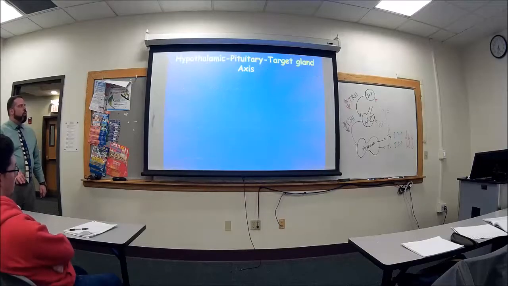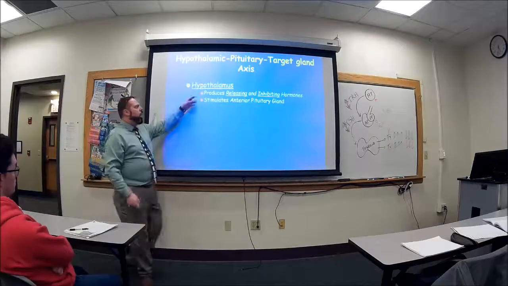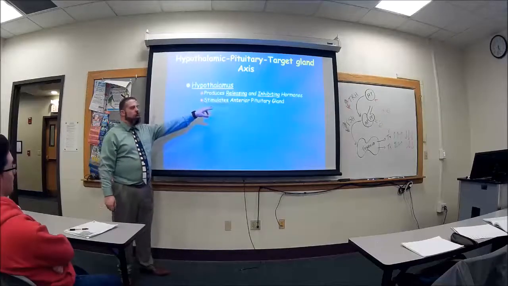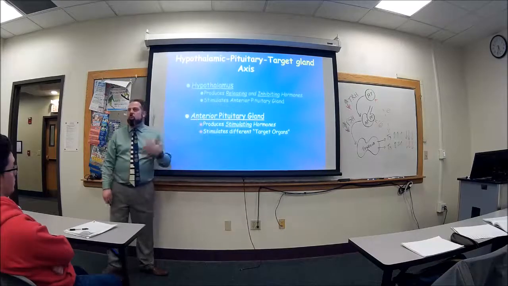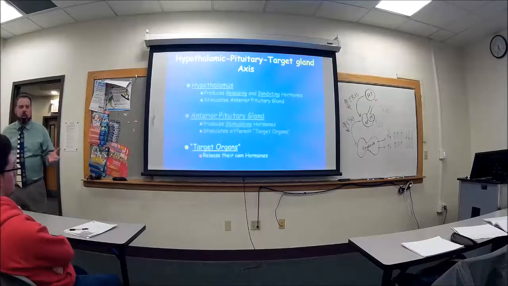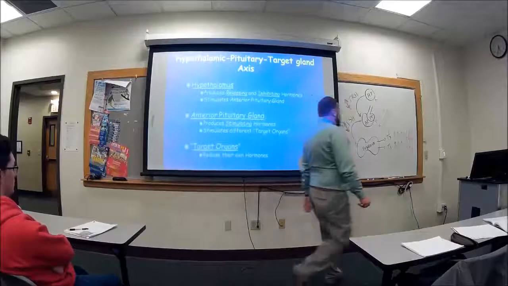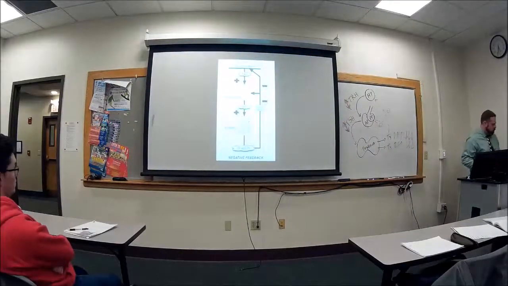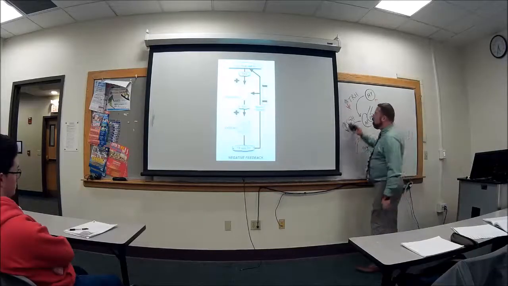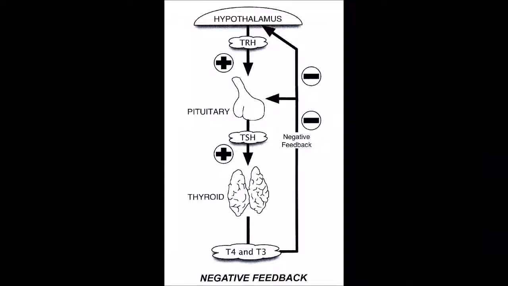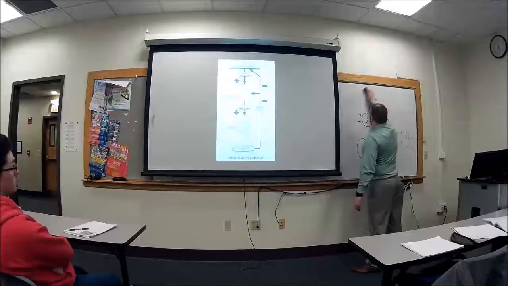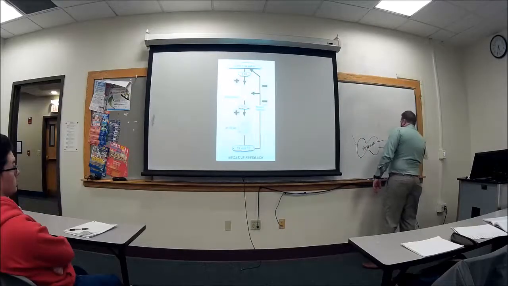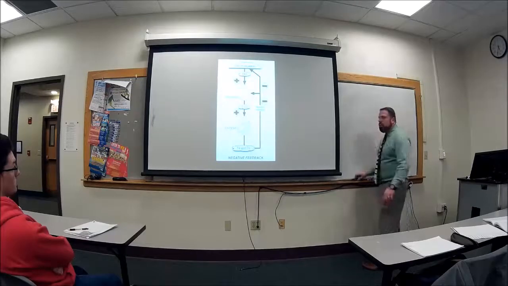All right? So the hypothalamic-pituitary-target axis, you have the hypothalamus. It's going to have releasing and inhibiting hormones. All of them are going to go to the anterior pituitary. Then the anterior pituitary produces stimulating hormones, and all of them will stimulate different target organs, whatever those are. Okay? And that's what's going to happen. And what I just did here is right up there. Same thing. That's just one story. I just did basically the thyroid for you.